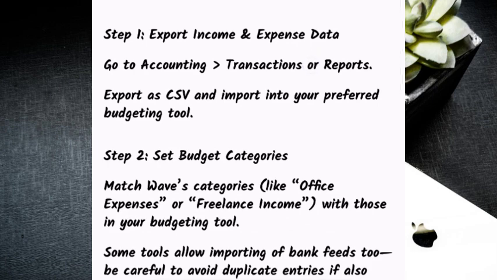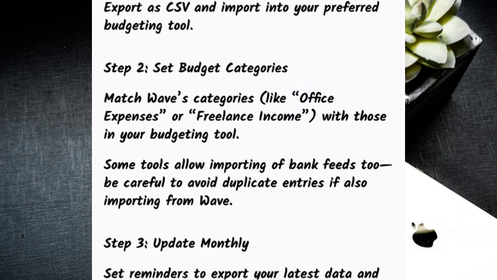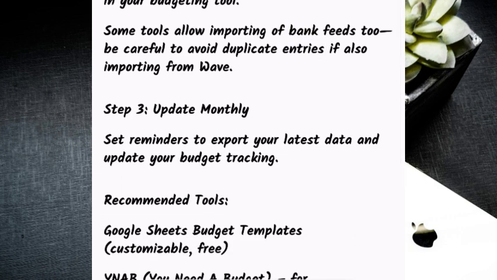Step 2, set budget categories. Match Wave's categories like office expenses or freelance income, those kinds of categories. Be sure to match those with those in your budgeting tool. Some tools allow importing of bank feeds as well, so be careful to avoid duplicate entries if also importing from Wave.